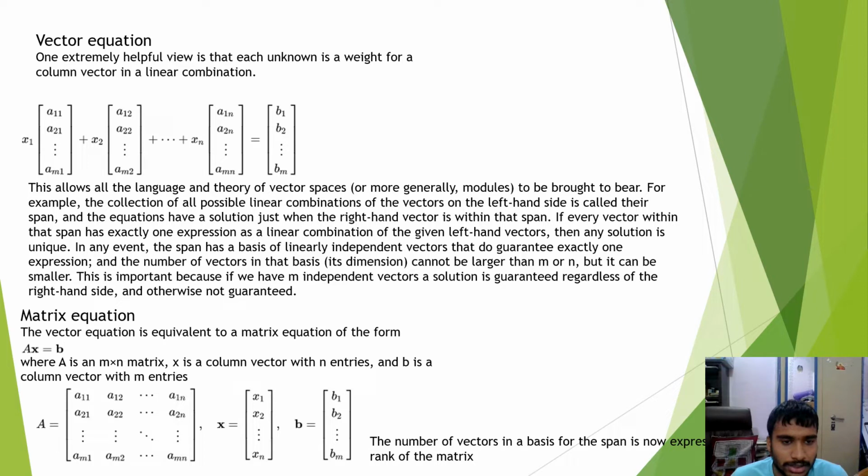The vector equation is equivalent to a matrix equation of the form Ax equals b, where A is an m by n matrix, x is a column vector with n entries, and b is a column vector with m entries. The number of vectors in a basis for the span is now expressed as the rank of the matrix. This is the matrix equation Ax equals b.